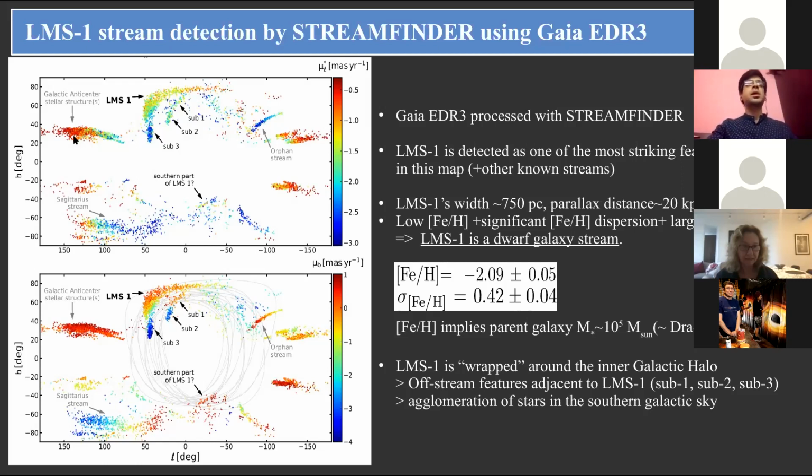The reason that there's a gap over here that you can observe is because we do not process this low latitude region of the sky because there are lots and lots of stars, and then the Stream Finder computation will become very expensive. So we cut out only those regions that are above and below 20 degrees in latitude.